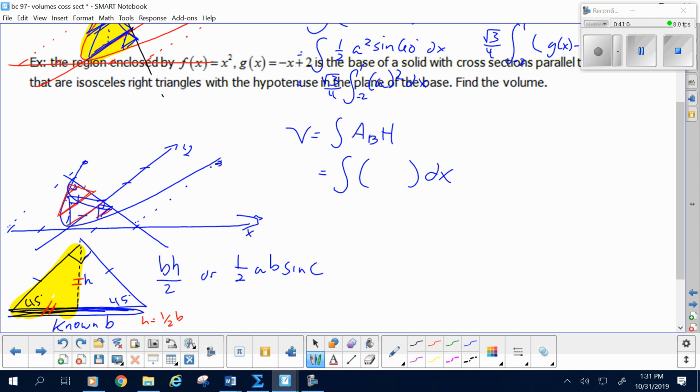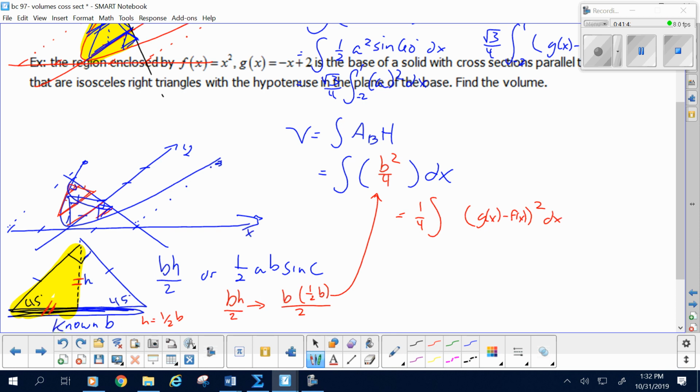Cool. So if we use base times height divided by 2, then trying to simplify this down, I could say this is base times half base divided by 2, or base squared over 4. See? All right, now let's get into further detail. The 1/4 I'll just throw out front. What squared? G minus f, or upper minus lower. Limits still from -2 to 1. And throw pi in for no reason?